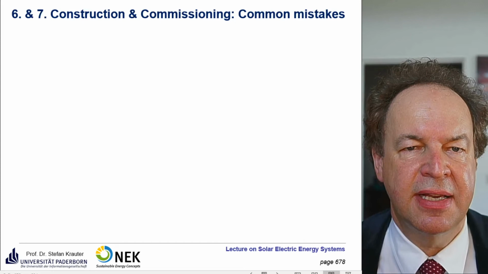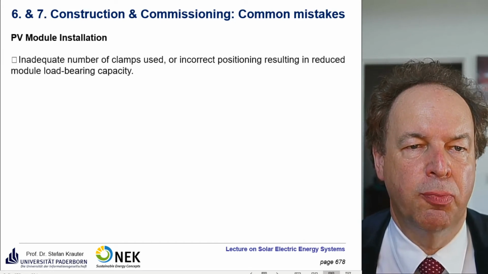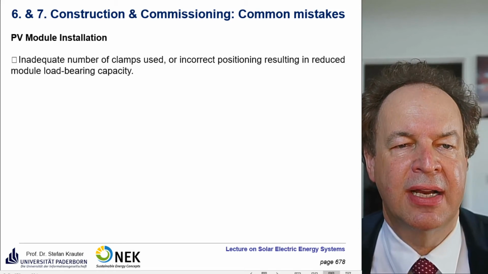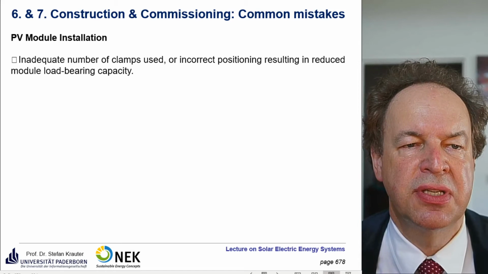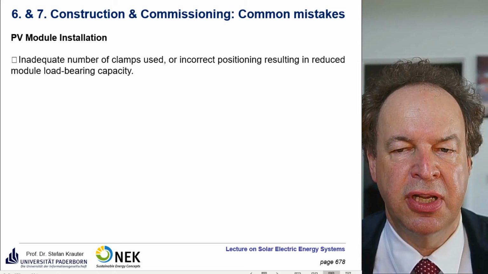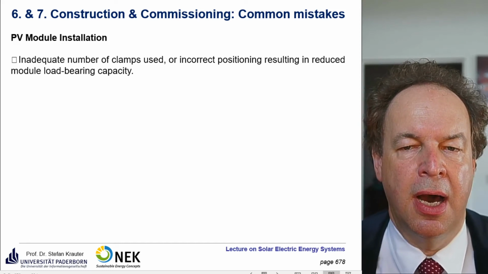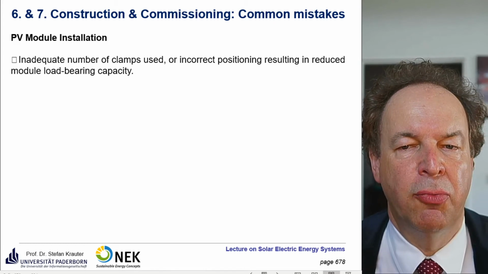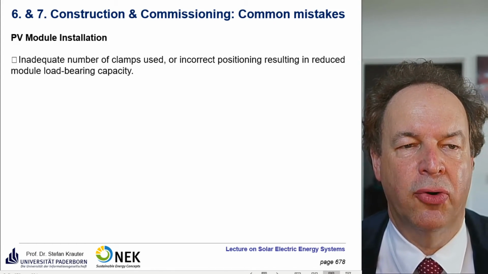What are common mistakes of that? So, module installation. There could be an inadequate number of clamps used or incorrect positioning, resulting in reduced module bearing load capacity. Usually the positioning of the clamps, also the type and the area of the clamps, is given in the module data sheet. If you deviate from that, the warranty may also not be valid anymore.